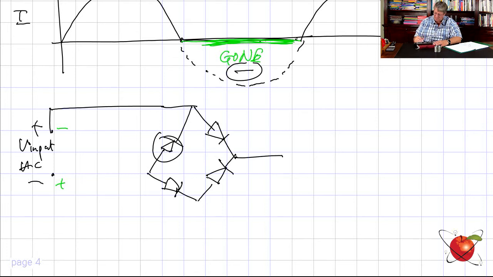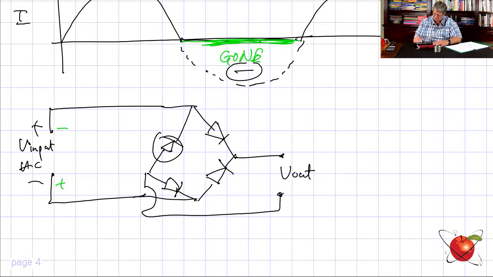That now goes to a terminal, and this comes in and connects up to this side here, and then this wire comes out to there. This is now my V output.